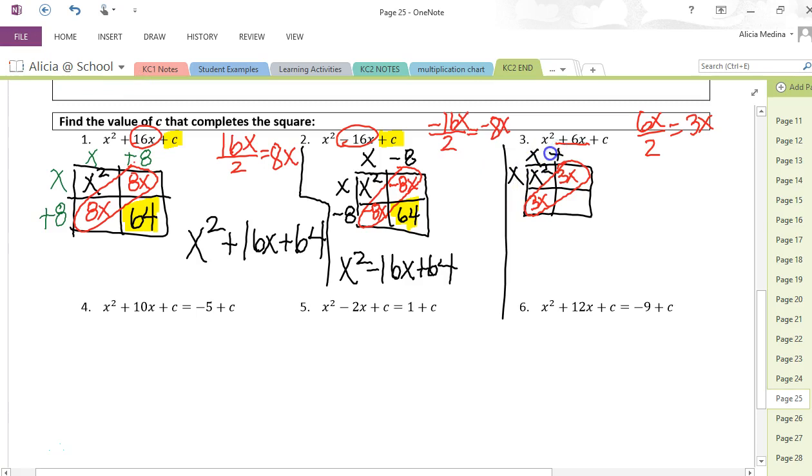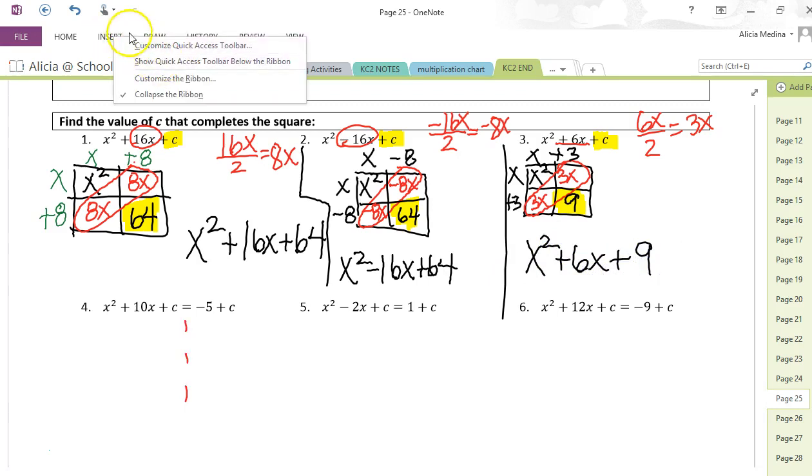X times a positive 3 would give me a 3x. X times a positive 3 would give me another 3x. And my C value, how I complete my final square, 3 times 3 is a positive 9. So that C value, literally how we're completing the square, was going to be my C value. All right, so my trinomial is x squared plus 6x plus 9.